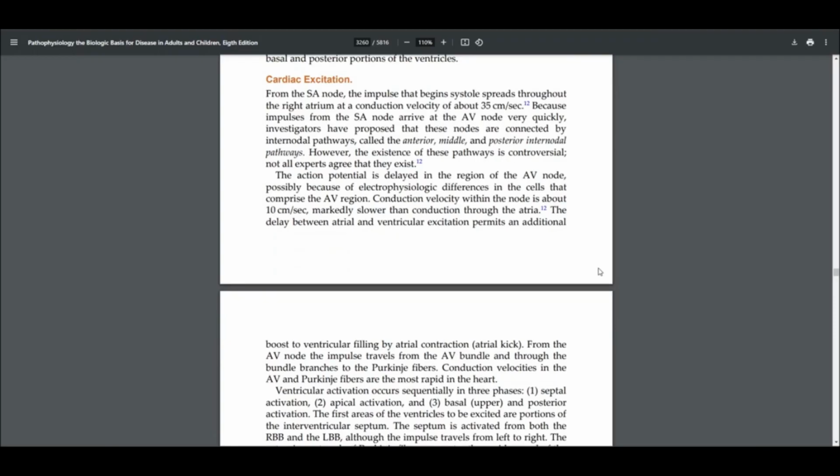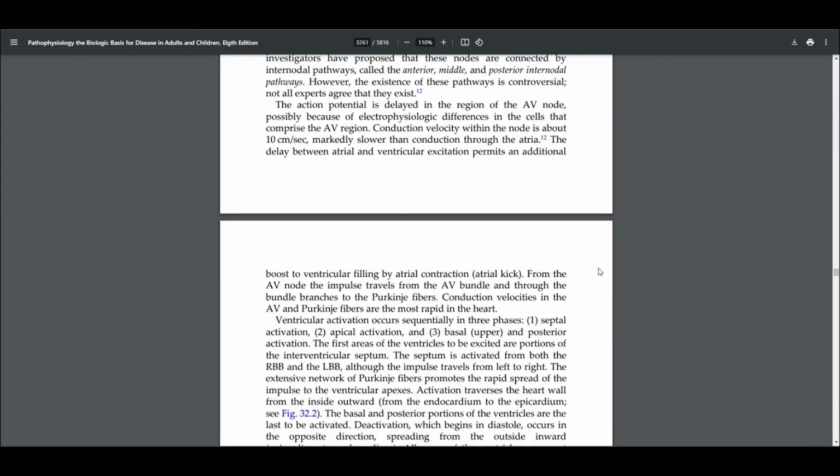Cardiac excitation. From the SA node, the impulses that begin systole spread through the right atrium at the conduction velocity of about 35 centimeters per second. Because impulses from the SA node arrive at the AV node very quickly, investigators have proposed that these nodes are connected by internodal pathways, called the anterior, middle, and posterior internodal pathways. However, the existence of these pathways is controversial, and not all experts agree that they even exist.